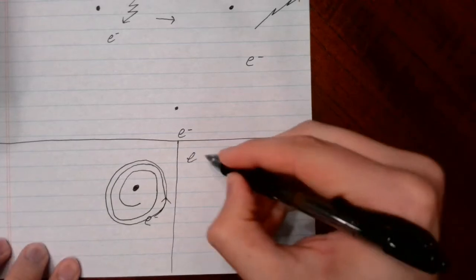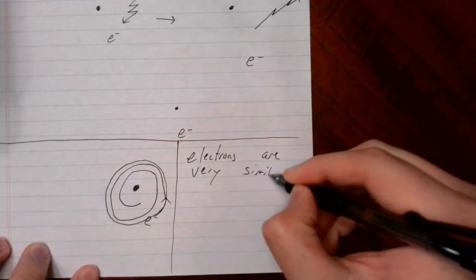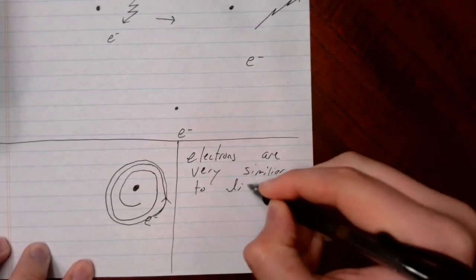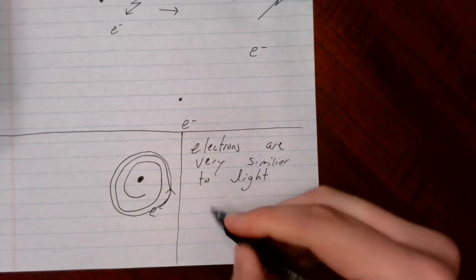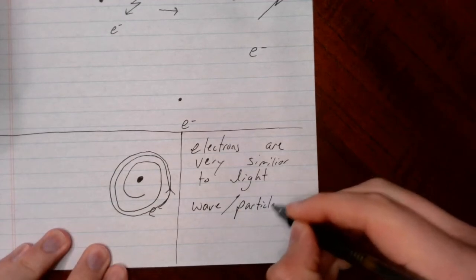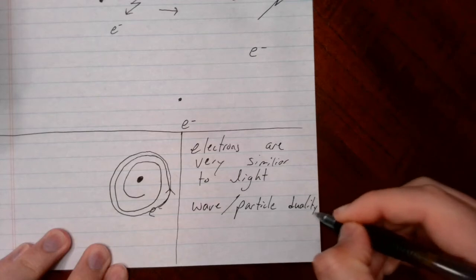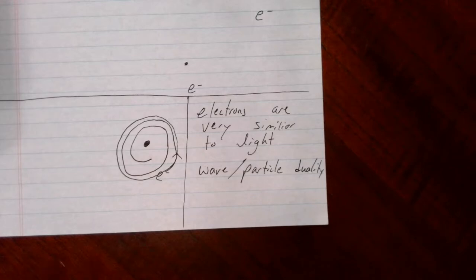So electrons are very similar to light. Okay. So there is this idea about light that we have, and you may or may not have ever heard of it, and it is called wave/particle duality. Okay. So that means that light behaves as a wave, and it also behaves as a particle. So to call light just a wave is incorrect, and to call light just a particle is incorrect.